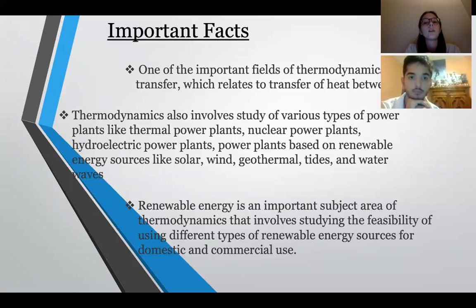Thermodynamics also involves the study of various types of power plants, like thermal power plants, nuclear power plants, hydroelectric power plants, and lots more. Or also renewable energy sources like solar, wind, geothermal, tides, and water waves. Renewable energy is also an important subject area of thermodynamics and chemistry, since it involves studying the feasibility of using different types of renewable energy sources for domestic and commercial uses.